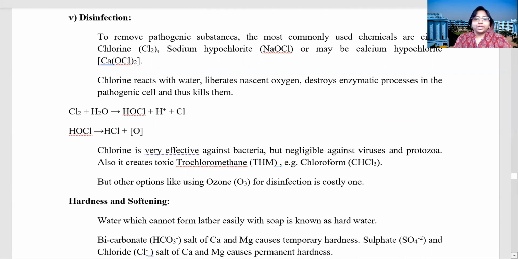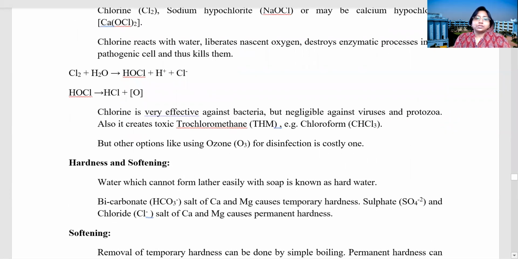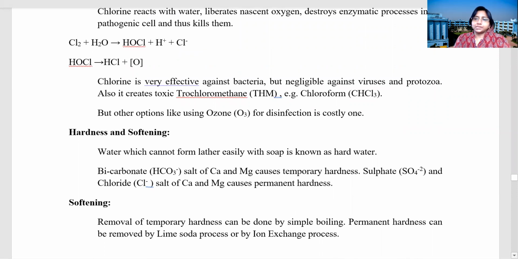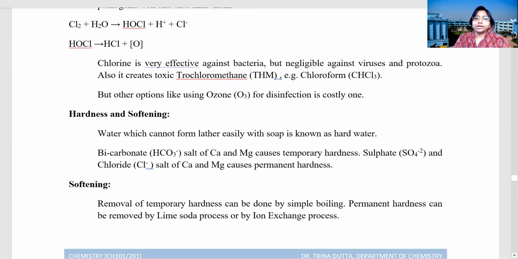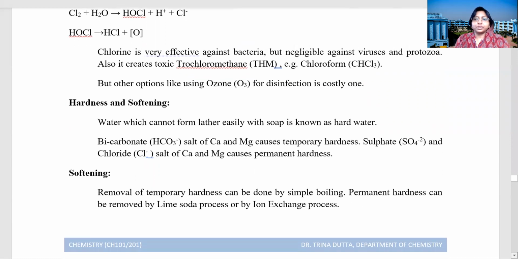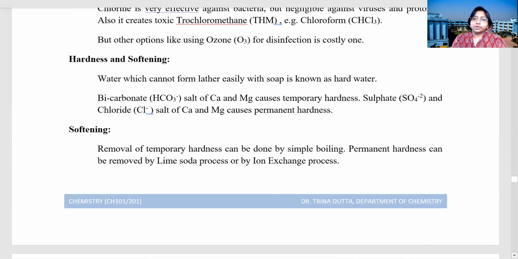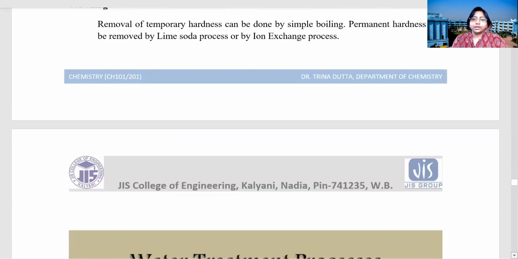Now the hardness softening process. If the water contains hardness like calcium and magnesium salts, we can do the softening process. There are different types of softening process. Temporary hardness can be removed by simple boiling, but for permanent hardness, we have to use different procedures like the soda lime process, ion exchange process, permutit or zeolite process.